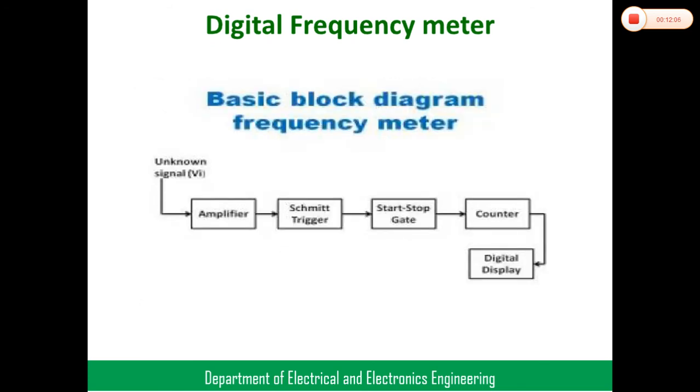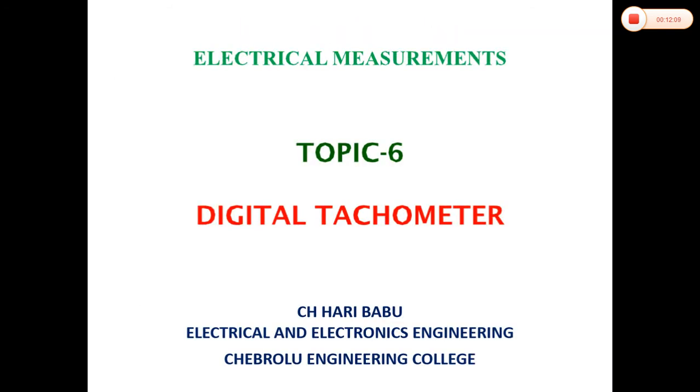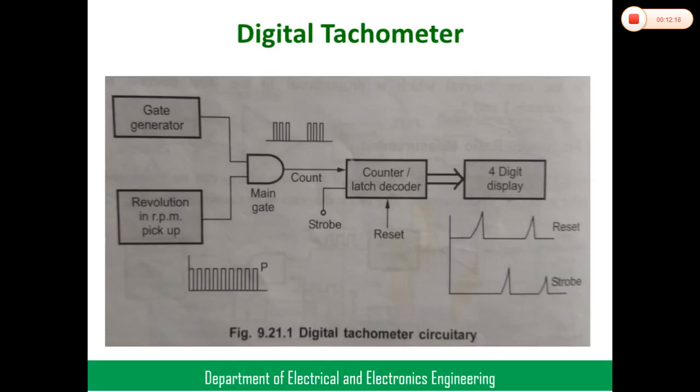Okay, the next topic is the digital tachometer. The basic diagram of the digital tachometer is this one. We have a gate generator, the same as in the previous case. Revolutions, that is RPM, nothing but revolutions per minute. This is the main gate circuit and the counter. The counter counts the number of pulses during the time the gate is enabled, and then it is shown on the display.